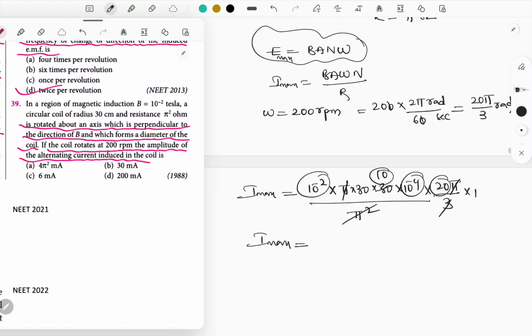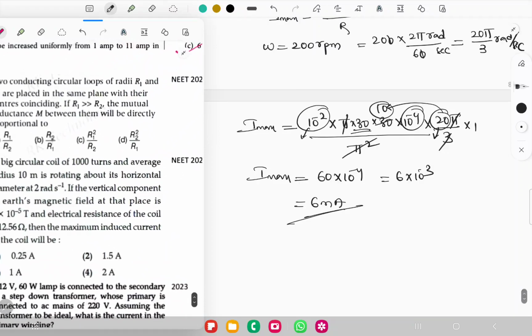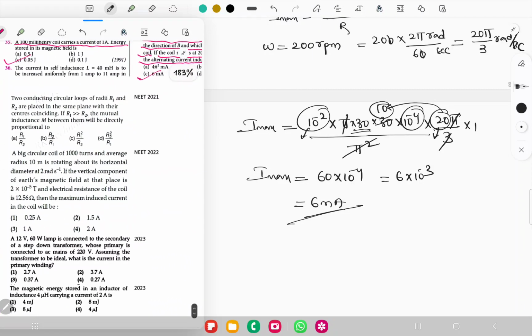If we calculate all these things, the answer is going to be, so this 10 power minus 2, and here we have 10 power 2, that will get cancelled out. Here I have 30 into 2. 30 into 2 is 60. 60 into 10 power minus 4, which is 6 into 10 power minus 3, which can be written as 6 milliampere. That's the answer. Which option matches? Option C is the correct answer. Okay, so let's move on to the next one.